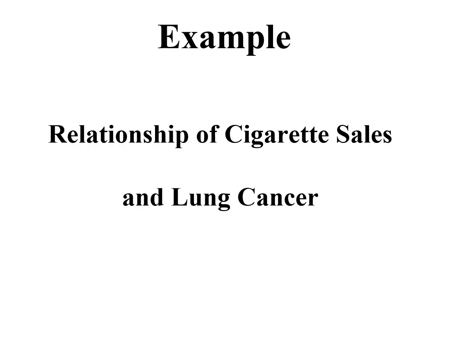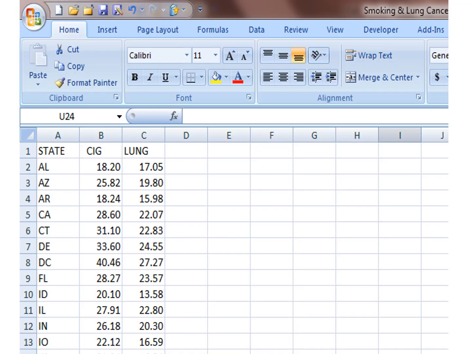To show this, we will use an example involving the relationship of cigarette smoking to lung cancer. This Excel worksheet shows the rate of cigarette smoking and the lung cancer rate for each American state in 1960. The first state in this worksheet is Alabama, abbreviated as AL. The second state is Arizona, abbreviated as AZ, and so on down the sheet.